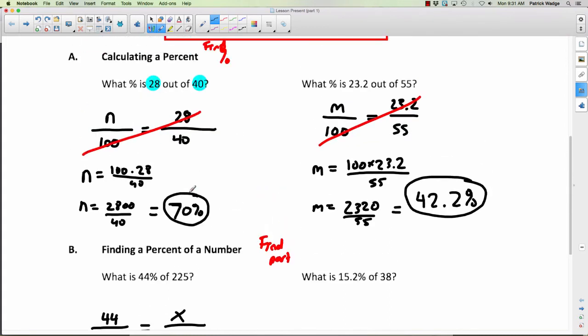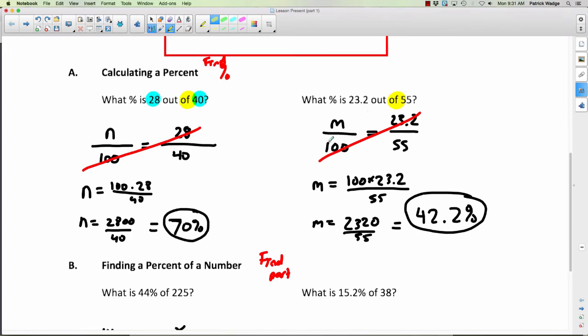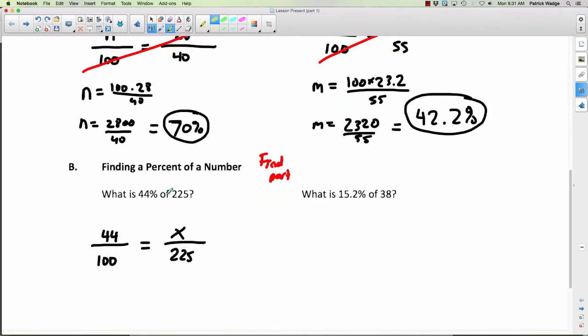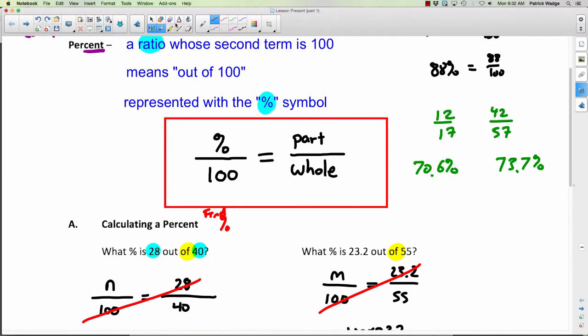By the way, do you notice that for all the wholes, like this was a whole of 40, there's the word of. This is the whole 55, there's the word of. This is the whole 225, there's the word of. It turns out not always, so this won't always be the case, but very, very often, if you see the word of, then the number is the whole. And if you see the word is, the number is the part. But that won't always work, okay?